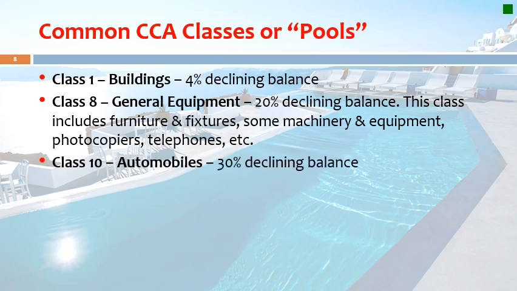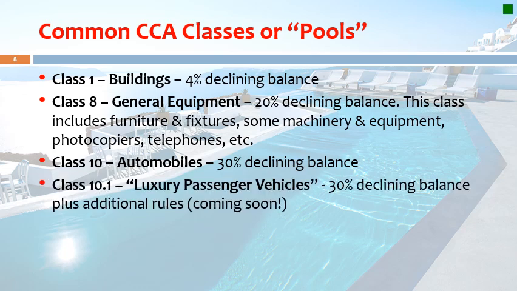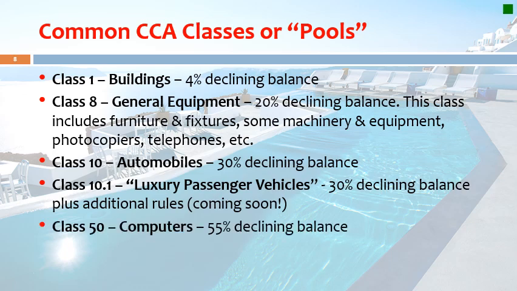Class 10 is where automobiles get pooled at a 30% declining balance, as long as they're not classified as Class 10.1 luxury automobiles. Now I'll talk about the differences between these two classes soon. Rates and methods are the same, but Class 10.1 has all sorts of fancy little rules. Now computers is the last thing I'll talk about, and they fall into Class 50, which has a fairly high 55% declining balance rate.